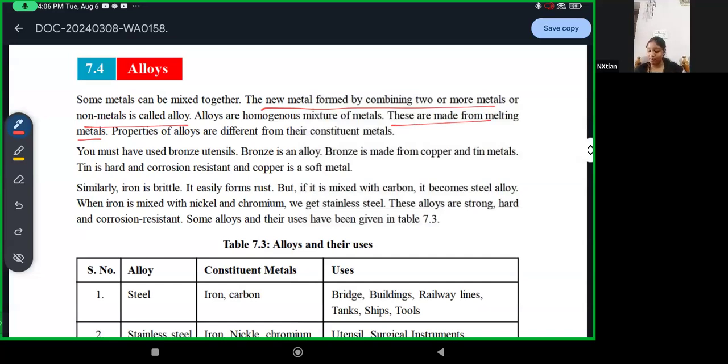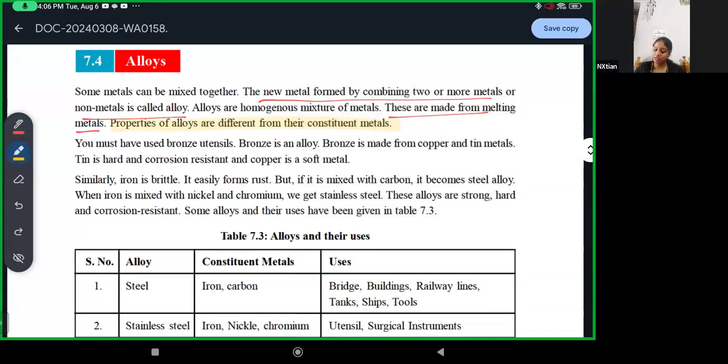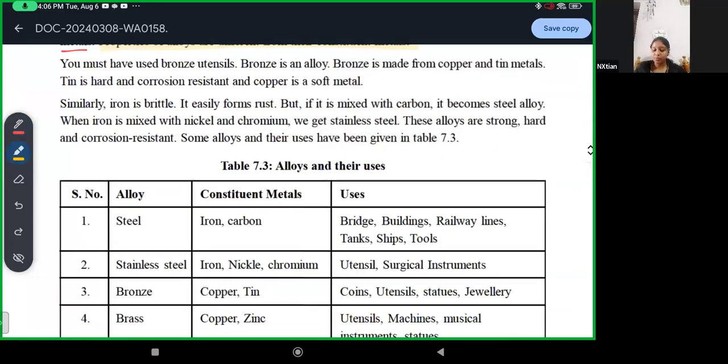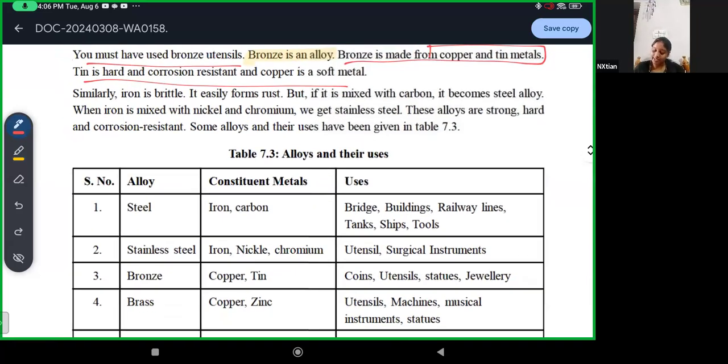The properties of alloys are different from their constituent metals, meaning the original metals. Now, if you have seen a bronze utensil, bronze is an alloy. It is made from copper and tin metals. Tin is hard and corrosion resistant, and copper is a soft metal.